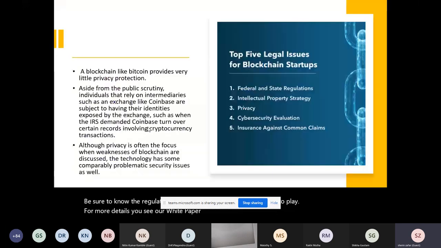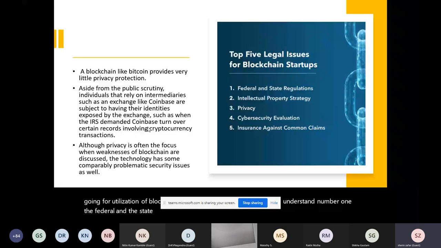Again, a very important point which specifies how to secure blockchain for ownership, for deletion, and for smart contracts. So rules and regulations, as I told you, proper auditing and testing play a very important role. And there are some legal issues for blockchain startups, because people who are going for utilization of blockchain should understand, number one, the federal and the state regulations. The intellectual property strategy needs to be specified.